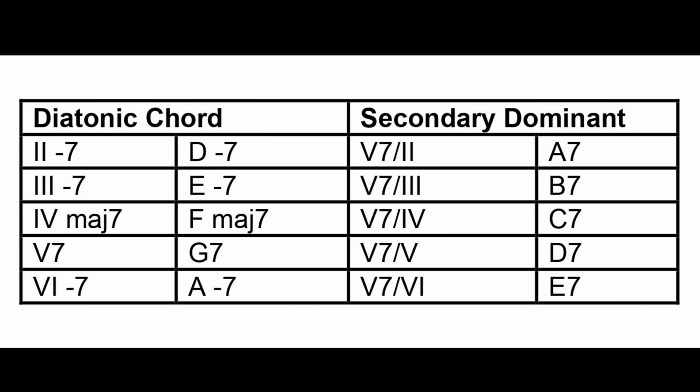The third one is 4 major 7. In the key of C, that's F major 7. The secondary dominant is 5/7 of 4 major 7, which would equal C7. The fourth one is 5/7. And in the key of C, that's G7. The secondary dominant is 5/7 of 5/7, which would equal D7. The fifth one is 6 minor 7, which would be A minor 7 in the key of C. The secondary dominant is 5/7 of 6 minor 7, which would equal E7.